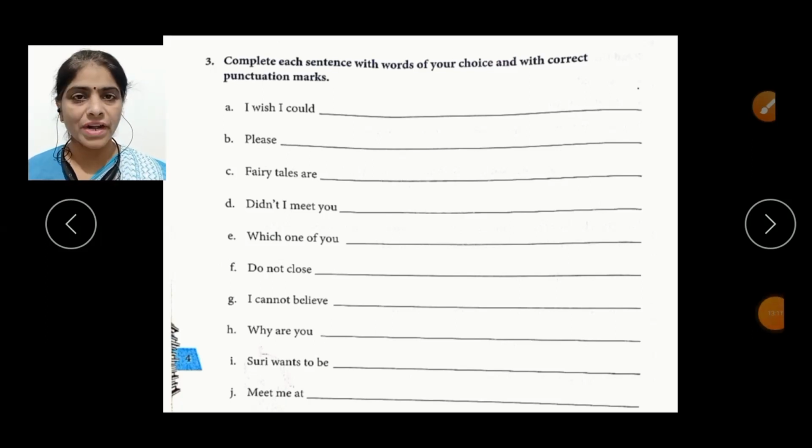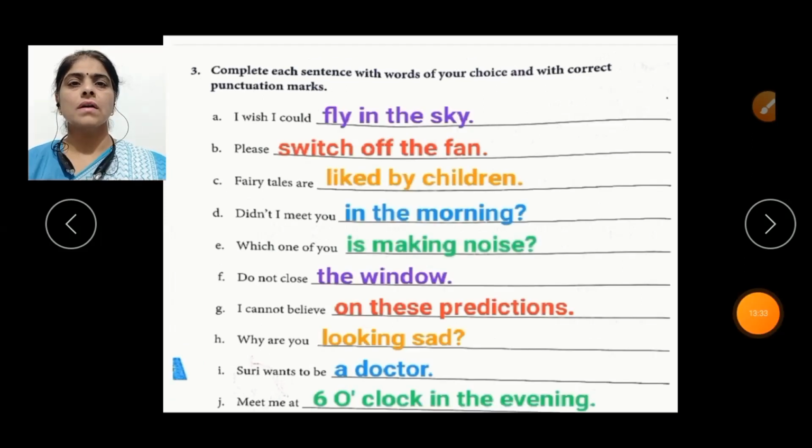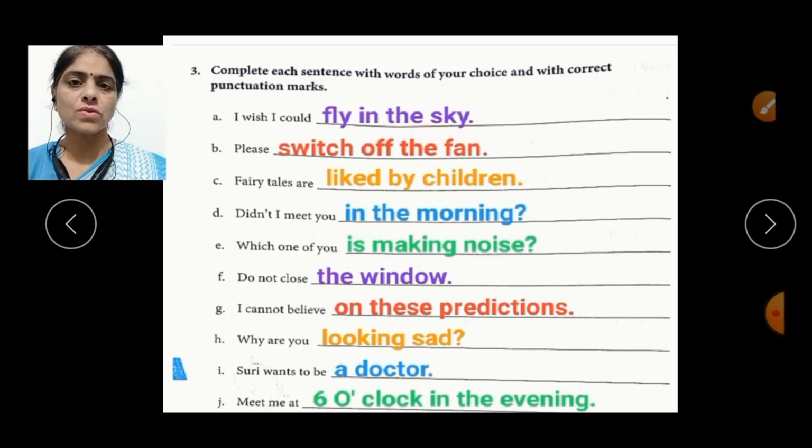As the exercise is already completed, so let's have a reading of the completed exercise. So the first one is, I wish I could fly in the sky. With this sentence, a desire is associated. So this is a declarative sentence. That's why the sentence is having a full stop at the end. Next one, please switch off the fan. As a request is associated with this sentence, so this is an imperative sentence, and it's also having a full stop at the end.